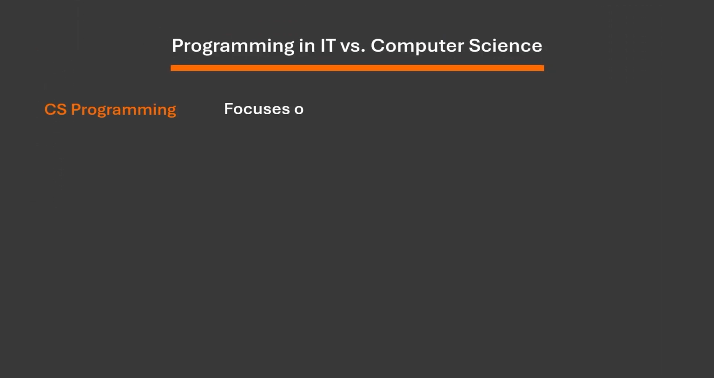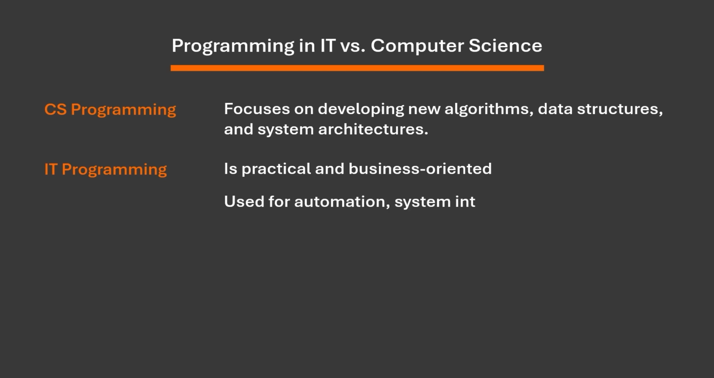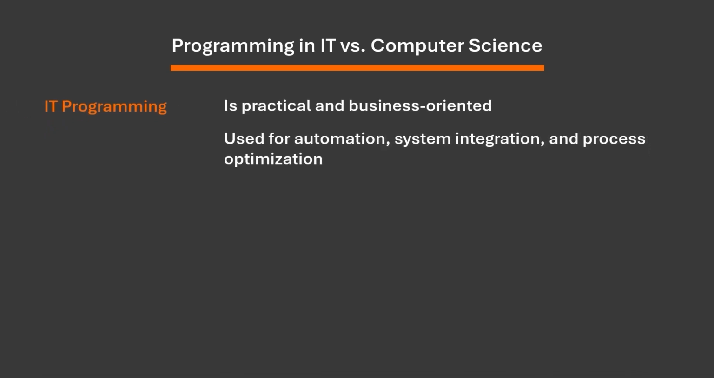While computer science focuses on developing new algorithms, data structures, and system architectures, IT programming is practical and business-oriented. IT professionals use programming primarily for automation, system integration, and process optimization rather than developing entirely new software applications from scratch. IT programming revolves around two key concepts.